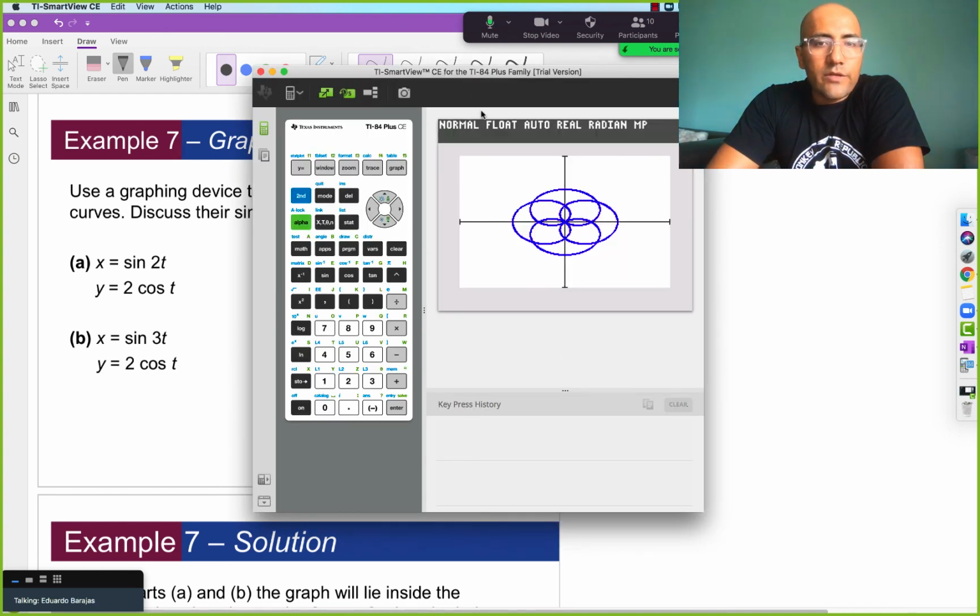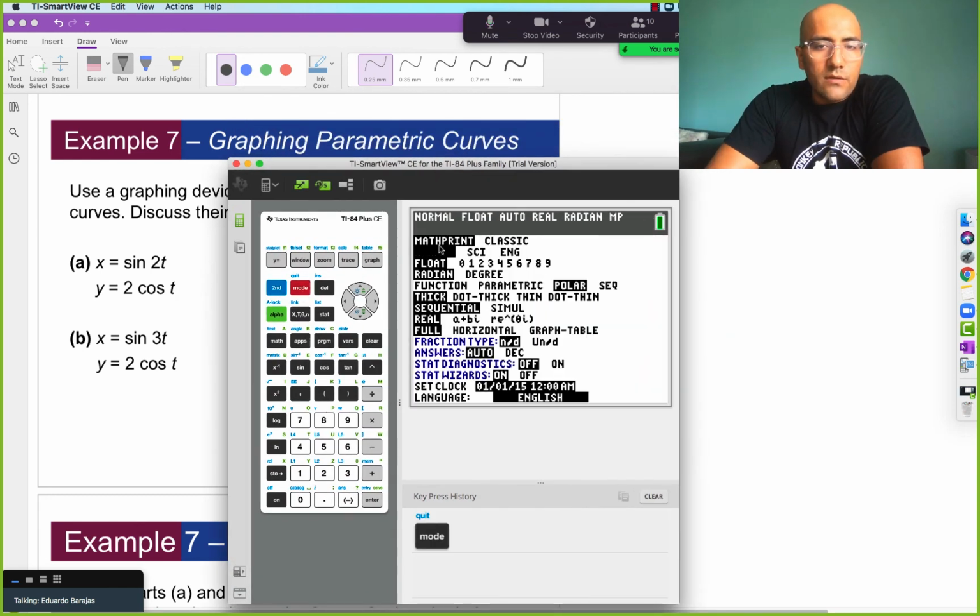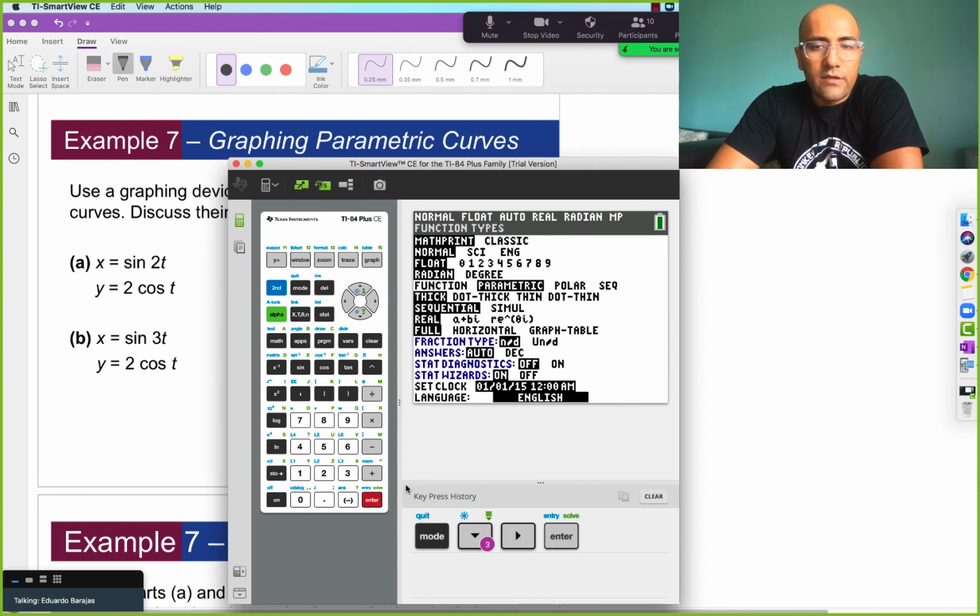Okay, the first thing we want to do when we get to our calculator is go over to where it says mode. Now we had polar, right? We normally work with functions. We just work with polar, and now we want to go here where it says parametric. So go down, down, to the right, down, to the right. Parametric, hit enter, and now the calculator knows we're in parametric form.